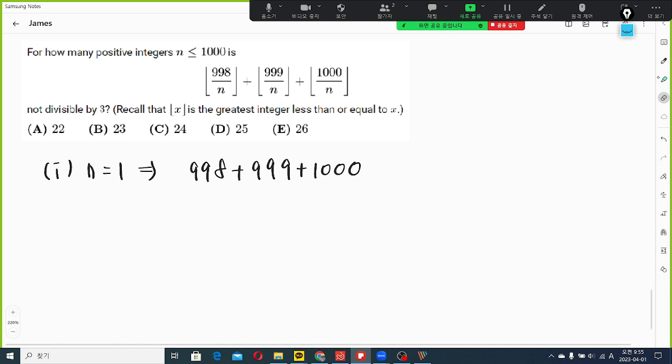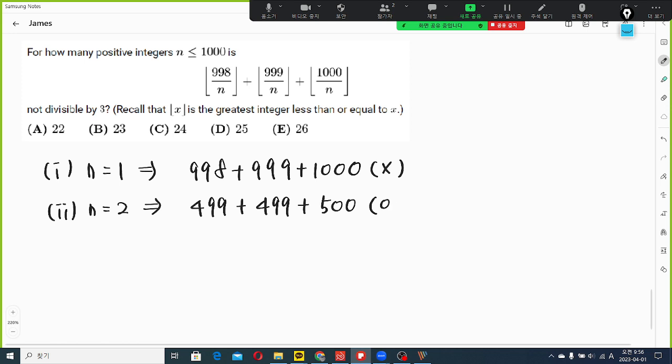So let's say n is 2. The first Gaussian number is 499, and the second one is also 499, and the third one is 500. In this case, is the sum divisible by 998? No, it is not divisible by 3, so that's the value we want. So 2 is the case we want, because we want to find the case not divisible by 3. And let's go to n is 3.